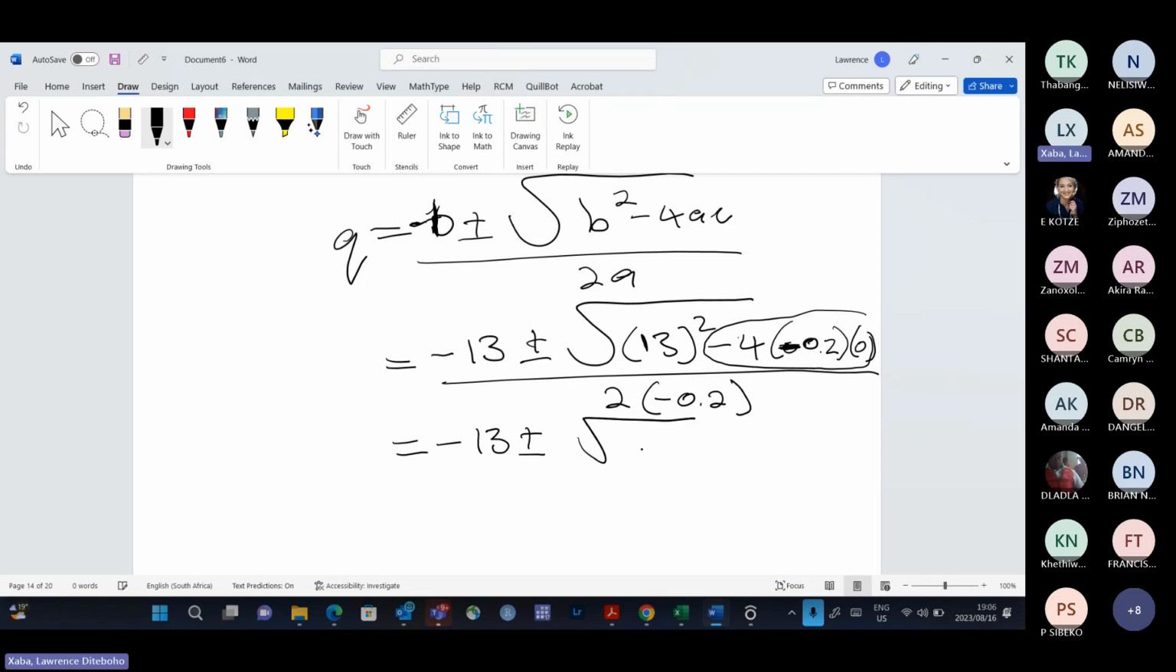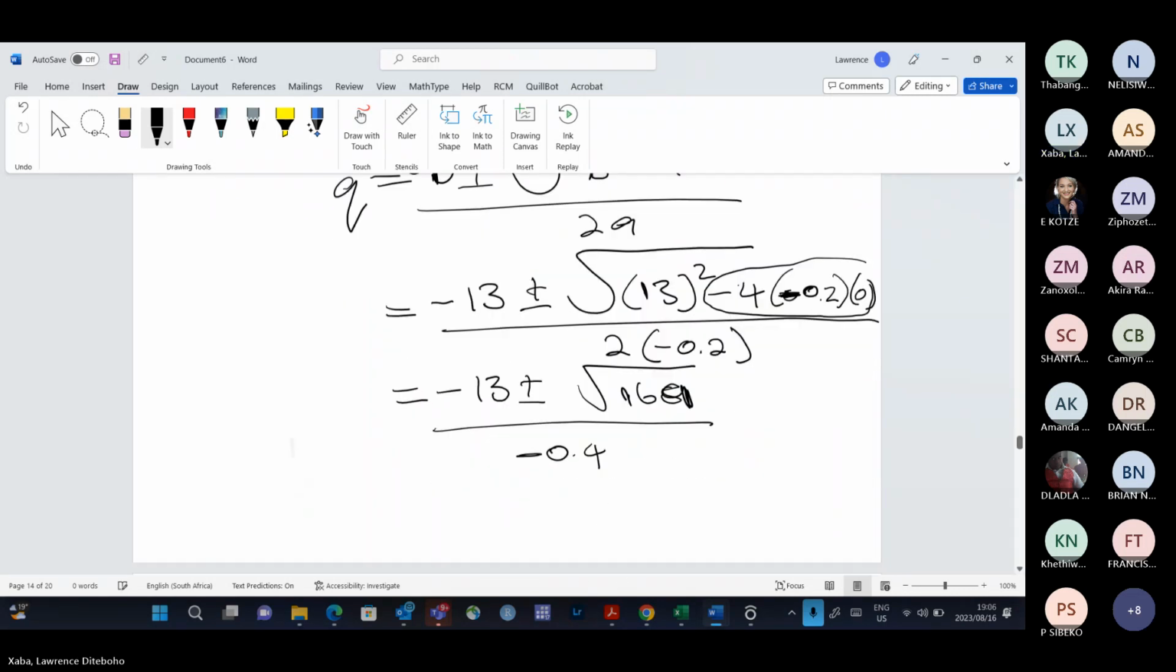So inside we have 169 divided by, let me just simplify that, 2 times negative 0.2, which gives us negative 0.4. Okay.